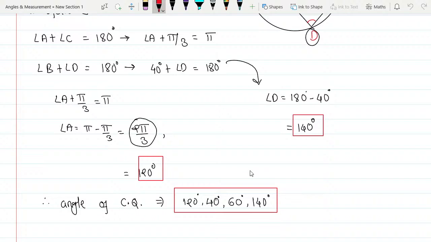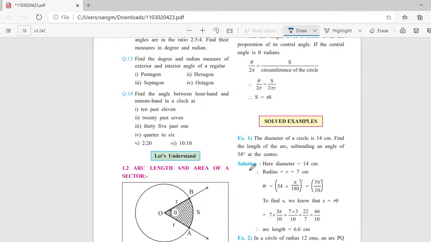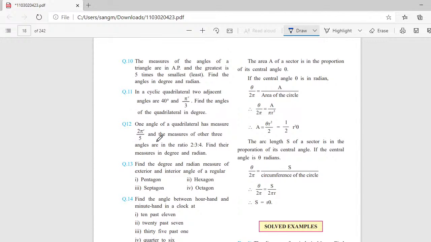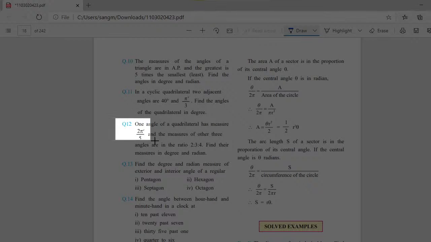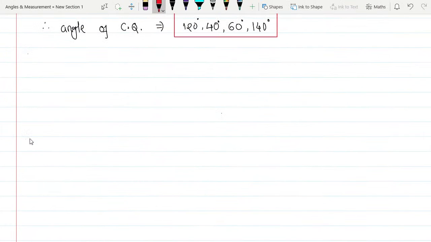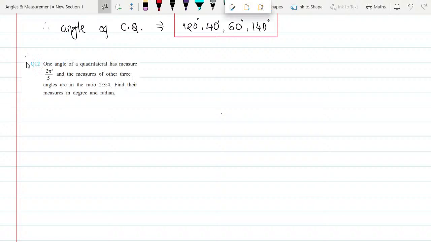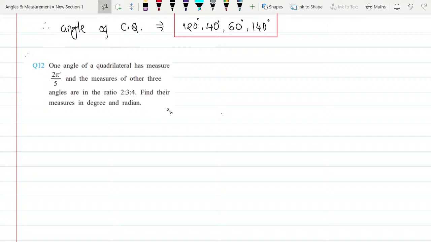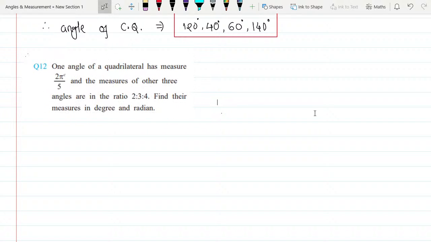So today's first question is the 12th one. Let me paste it here. If you have any doubt anywhere, you can ask me. Let's zoom it. First, let's read this question as it is.